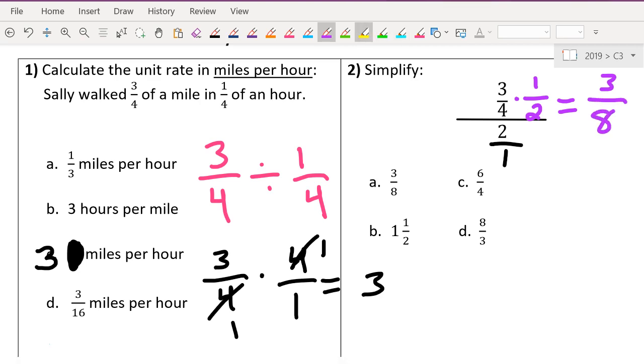Hey, there it is. Choice A. Don't do that, please. It's not school appropriate. All right. Are we ready? Can I move down? Yes.